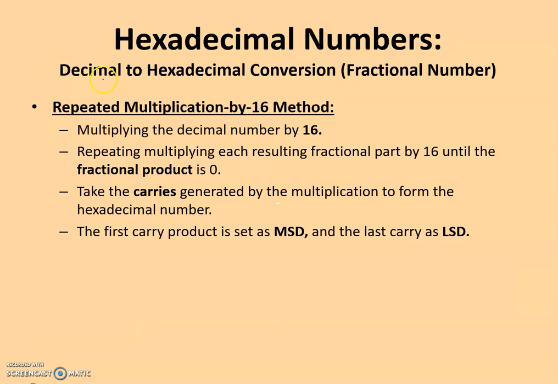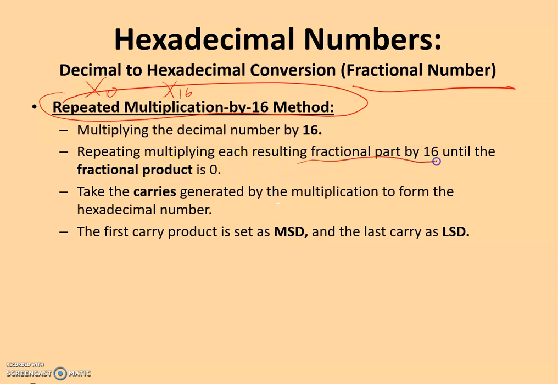The next is to convert decimal numbers to hexadecimal numbers for fractional numbers. How do we do it? We repeatedly multiply by 16. Multiply the decimal number by 16, then repeatedly multiply each resulting fractional part by 16 until the fractional product is 0, meaning nothing is left as a fractional number. Take the carries generated by the multiplication to form the hexadecimal number. The first carry will be the most significant digit, and the last carry will be your least significant digit.